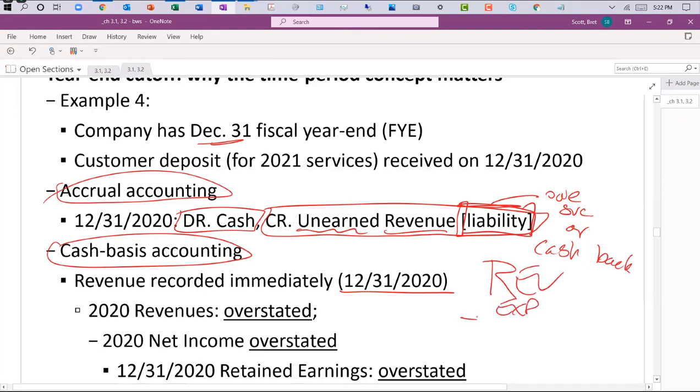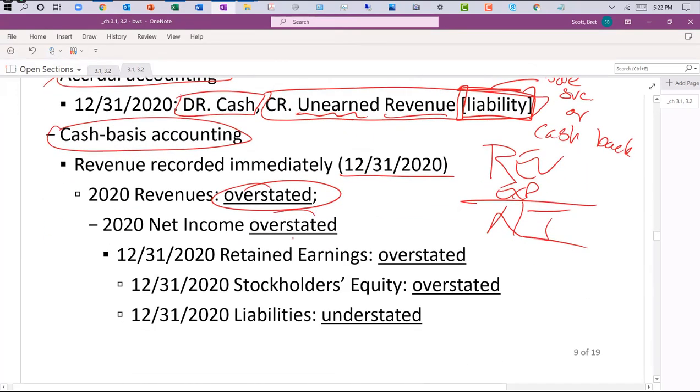With normal expenses, you're going to get huge net income, meaning overall revenues are too high. Net income is too high. Retained earnings is too high. Stockholders' equity is too high, and our liabilities in this case are too low. We should be recording a liability for that money that we owe back to people if we don't perform the service.